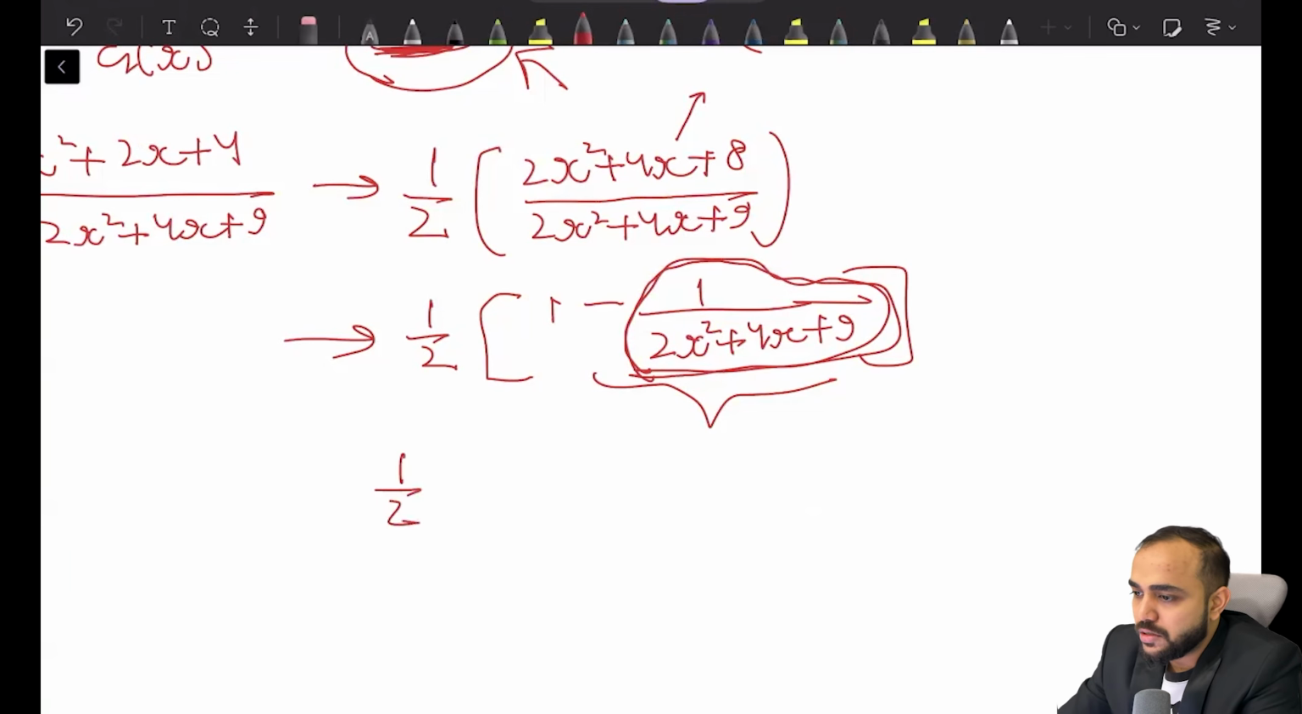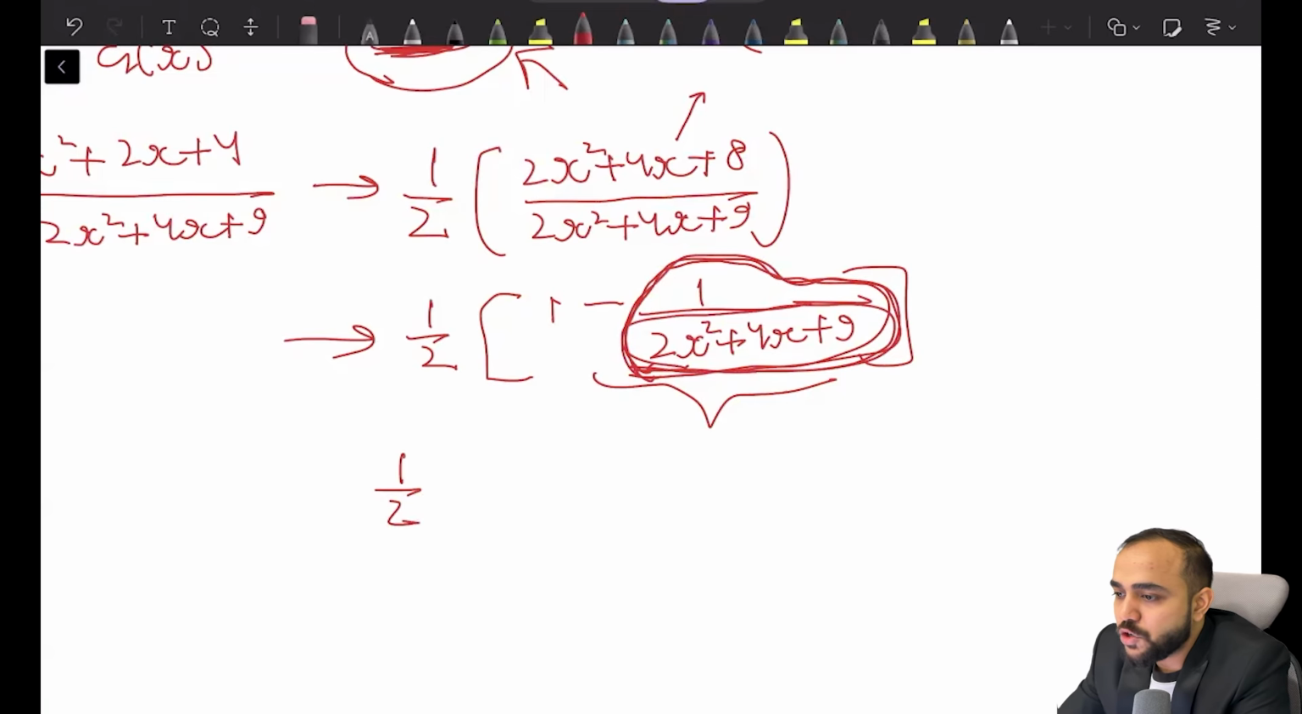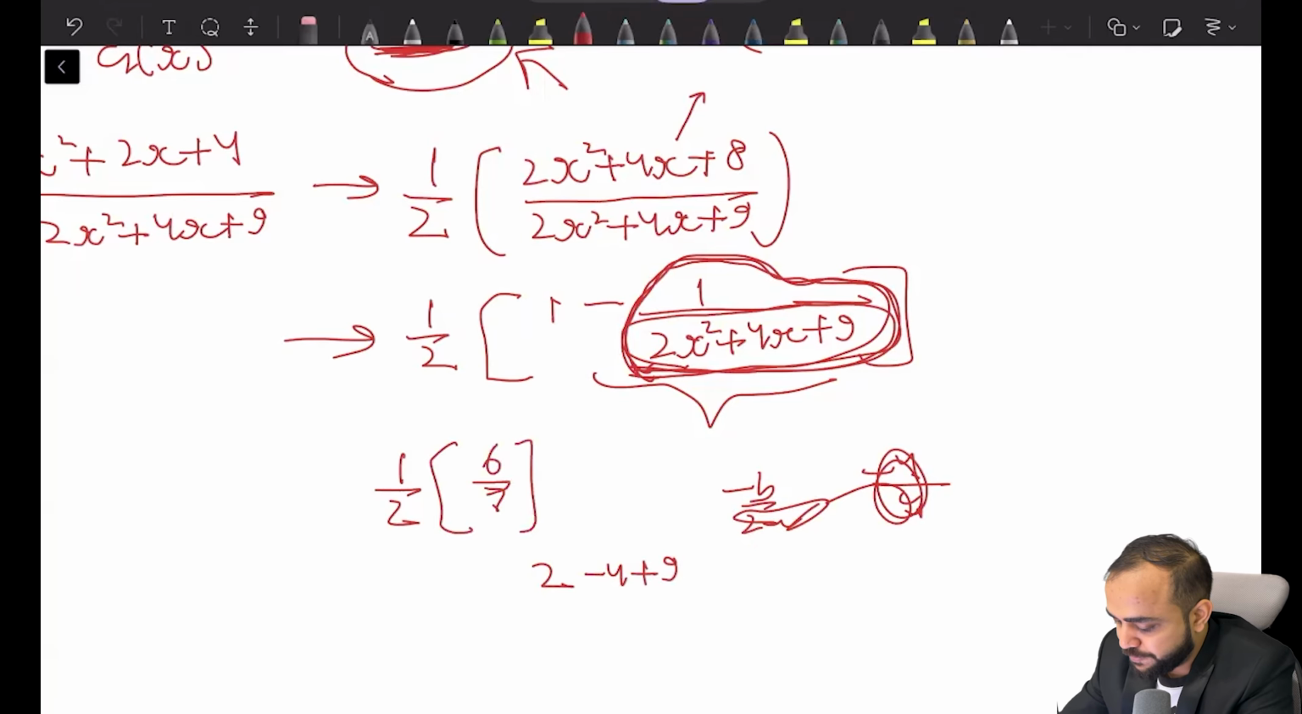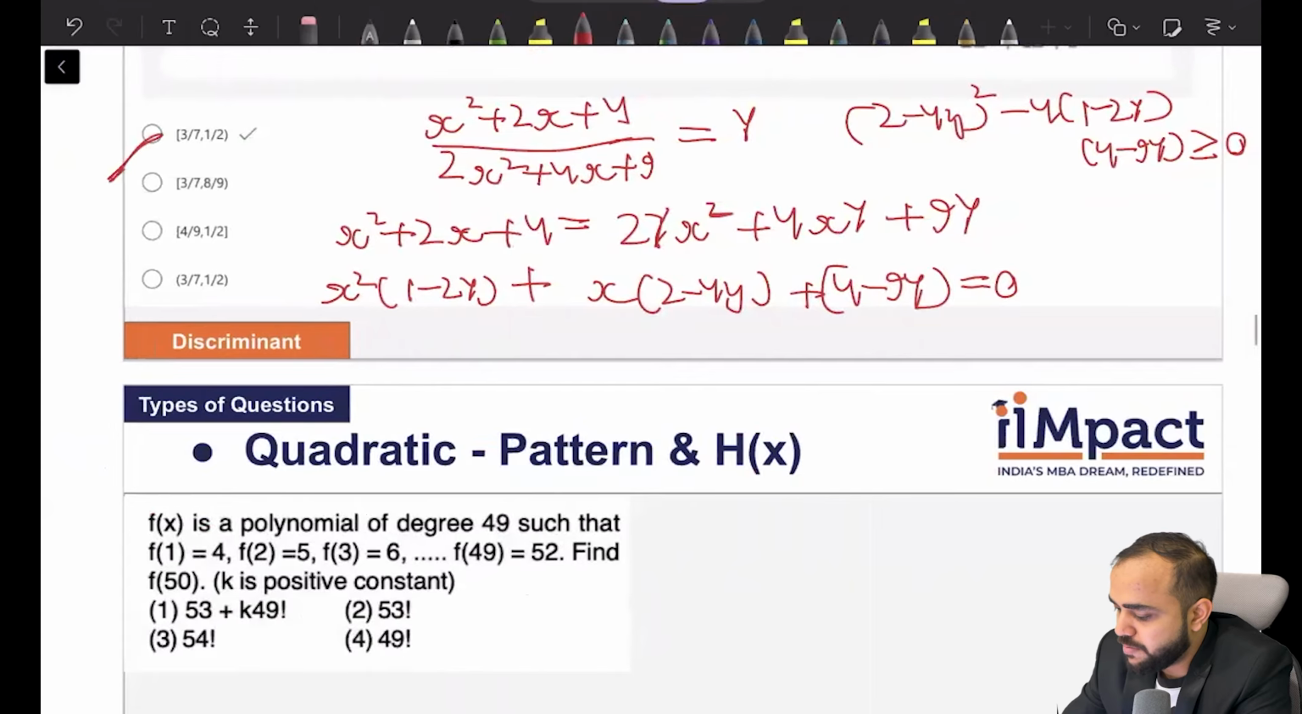If you want to maximize this expression, would you minimize this denominator? And what is the minimum value of this denominator? At what point will it get the minimum value? At −b/2a, which is −4/4, which is −1. So you put −1 here, you will get 2 − 4 + 9, that is 7. So 1 − 1/7, which is 6/7, which is going to be 3/7. So 3/7 to 1/2 is going to be your answer. The maximum was 1/2 and the minimum was 3/7.